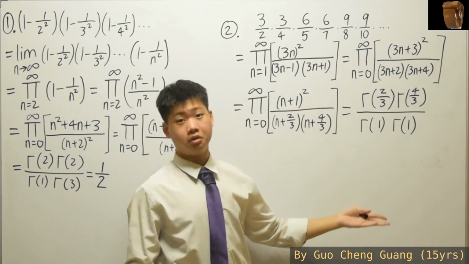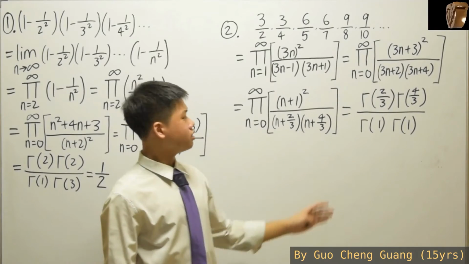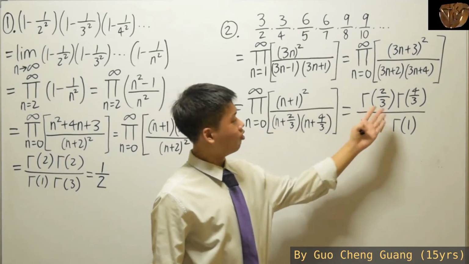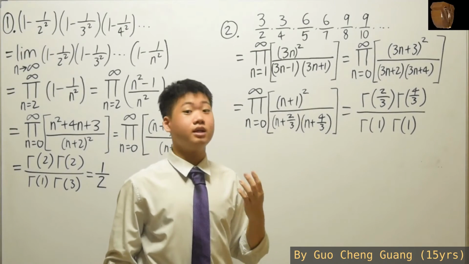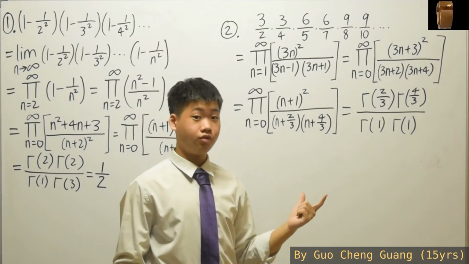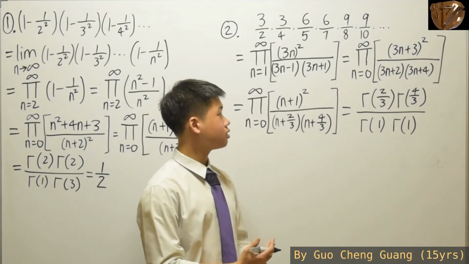Right, so we know what gamma 1 is. They're both 1. But what is this numerator? Now this numerator, gamma of 2 over 3, well, I don't think we can find that by itself. Gamma of 4 over 3, I don't think we can find that by itself either. But beware, the key thing is by itself. So maybe if you combine it with some other things, then you'll be able to solve it.